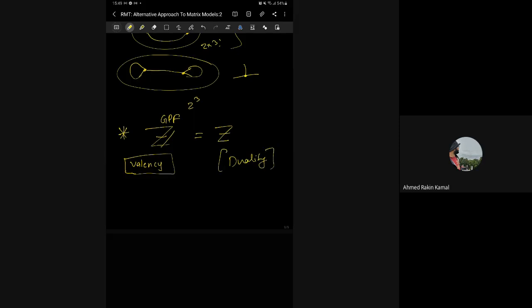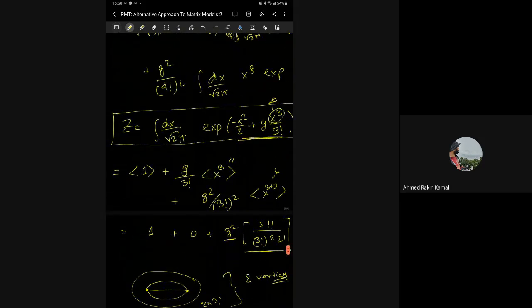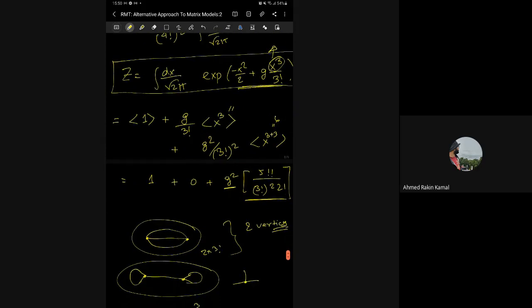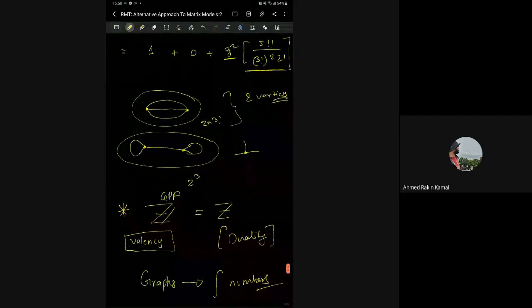So what I started with was I wanted to get my graphs. I claimed that graphs, or an equivalent way of looking at graphs, are basically Gaussian integrals over numbers. So from the Gaussian integral over numbers, I generated different symmetry factors at different orders associated with different kinds of graphs. So this is what we learned from here.